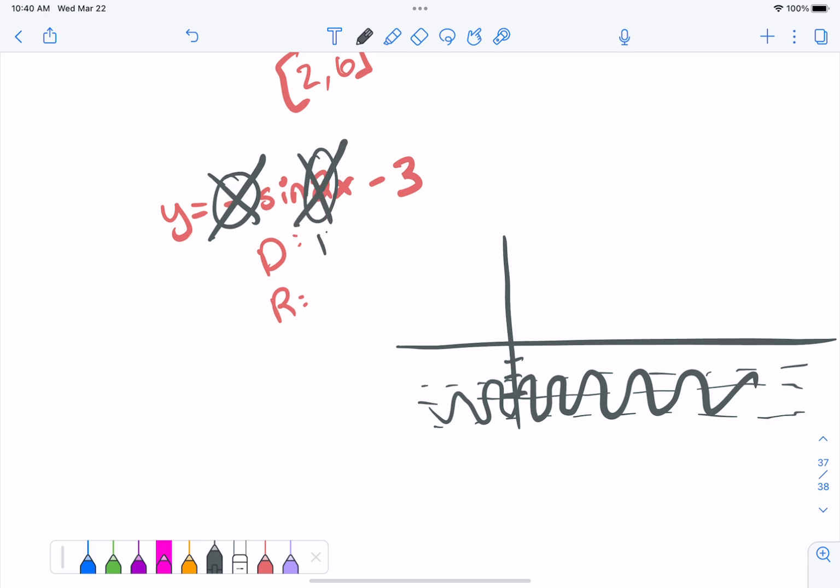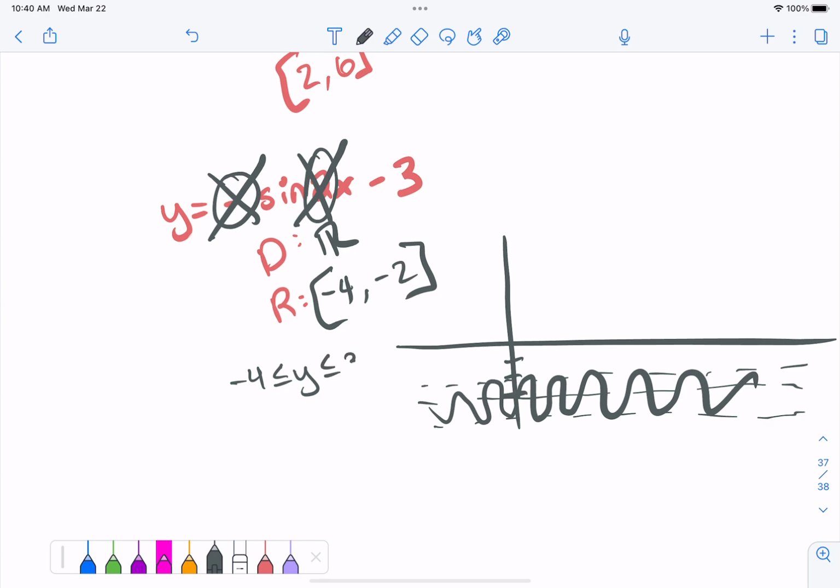So domain is all real still, but range, what's he bouncing between? Negative 2 and negative 4. Negative 4 goes first, because it's the lower number. The 2 changes the period, but making him wider or smaller is not going to change domain and range. It's still going to accordion out forever. So either that or like this.